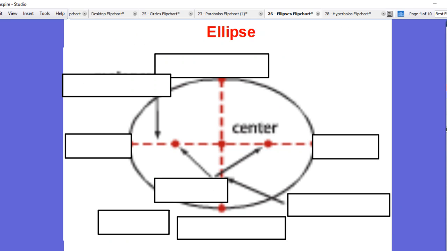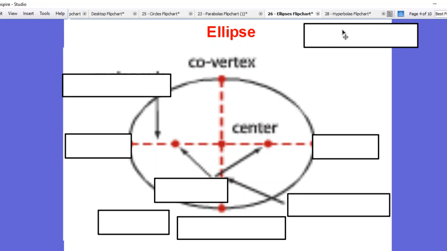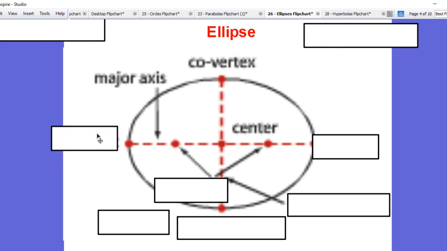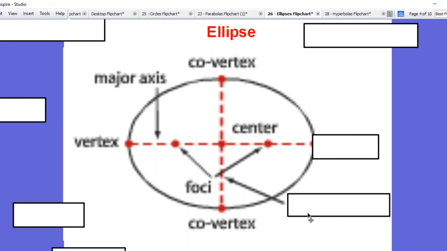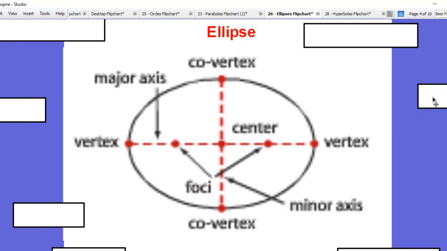So let's label the parts of the ellipse. We have a co-vertex, the major axis, the vertex, the foci, the co-vertex, the minor axis, and the vertex. So the two vertex are called vertices. The co-vertex, that's called co-vertices. And you have the center and the foci. So the center is h, k.